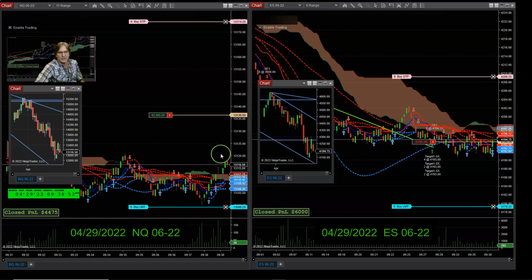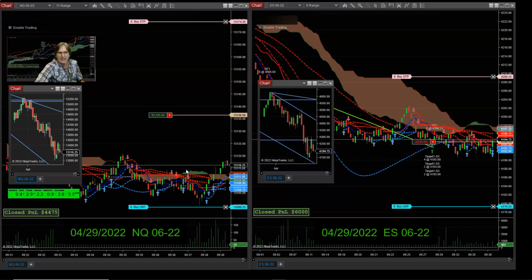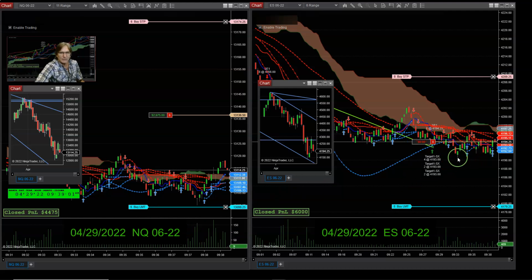And as you can see, we're printing back towards our entry, and we'll see what happens. Same thing, retesting our entry over here. So I'll check back on it in a little bit.